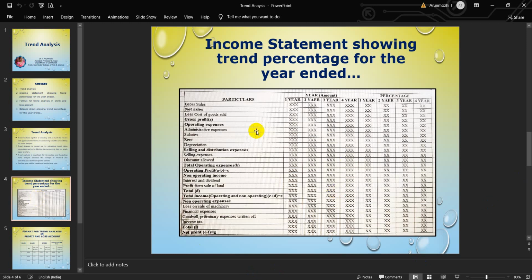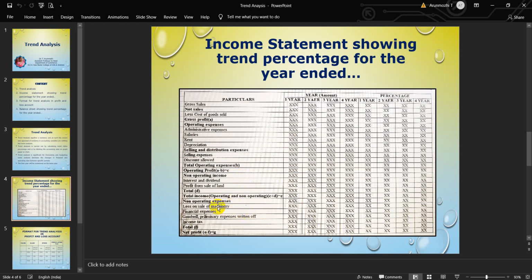I hope you can understand with the same format. Like we have taken the net sales, less your cost of goods sold, you get gross profit. Take your operating expenses, all the operating expenses as we have seen in common size, and selling and distribution expenses. So the total operating expenses as B. Operating profit we need to find out. So A minus B is equal to C.